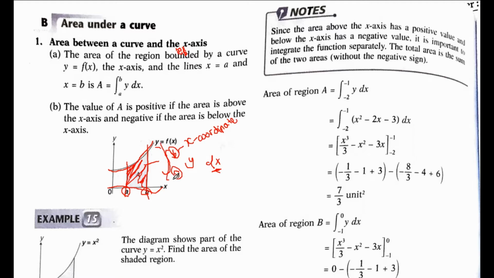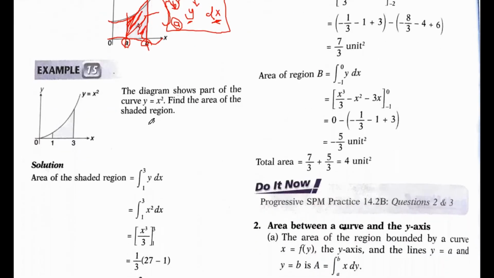For this integration, you cannot just integrate like this because we cannot integrate y in terms of x. So we have to substitute the equation of y into this formula first. That means we have to substitute the equation of the curve into this formula. Let's look at the example.